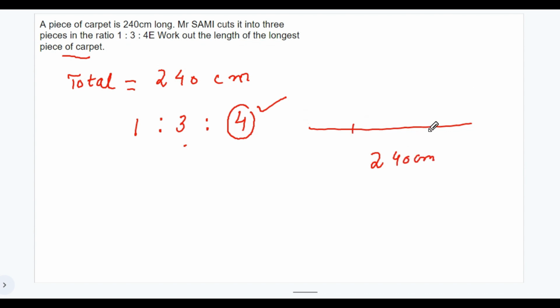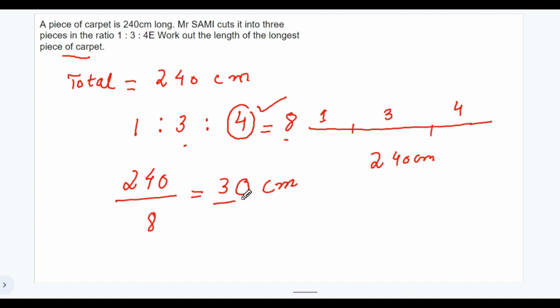Mr. Sami needs to cut it into 3 pieces, but not equal pieces. One will be of 1 share, another will have 3 shares, and the last one will have 4 shares. To find the part of all pieces, always do the same thing: add all of your parts. That is 1 plus 3 plus 4 will give you 8. It means your total length is going to be divided into 8 parts. When you divide it by 8, 8 times 3 is 24, and 30 centimeter will be the length of each part.